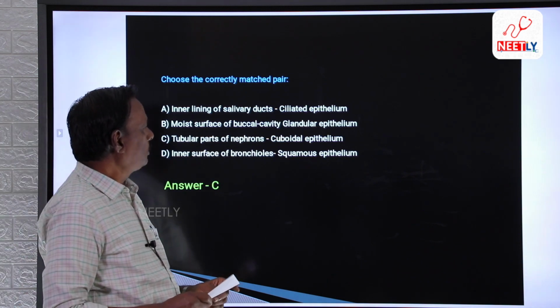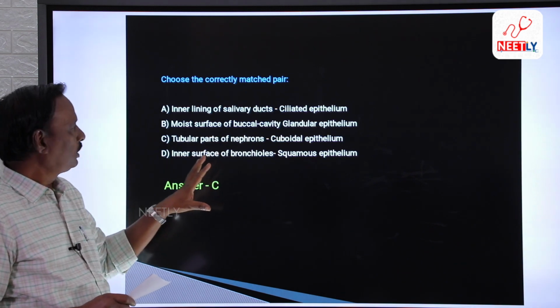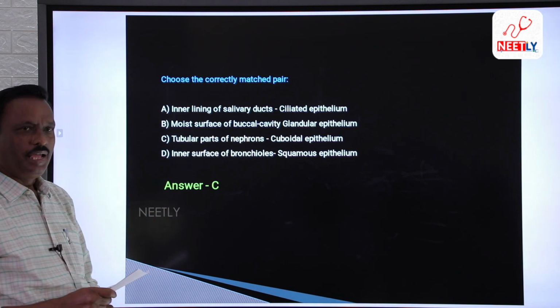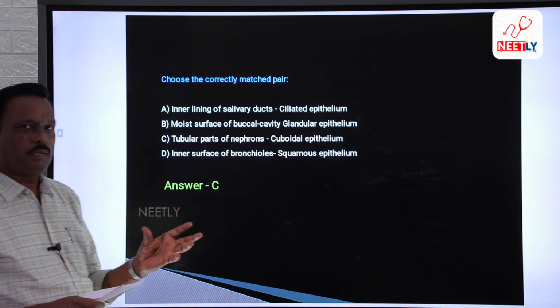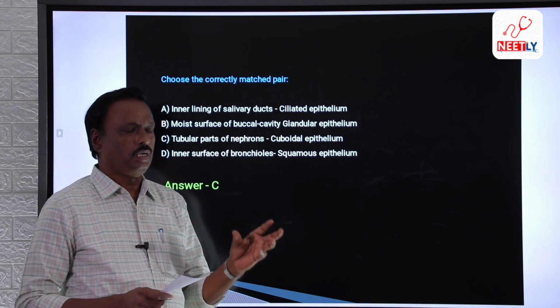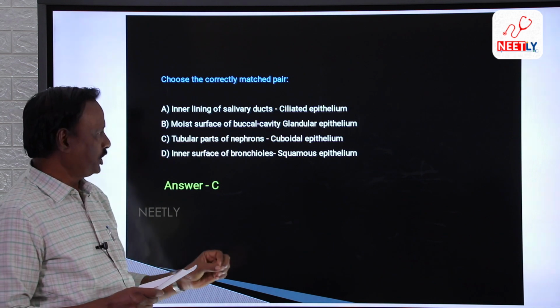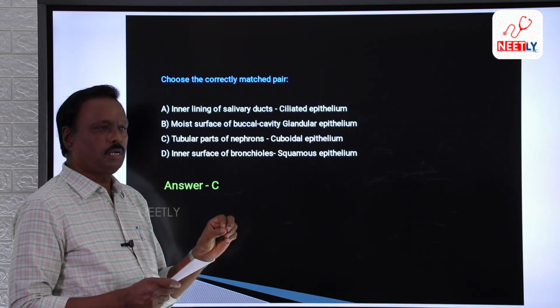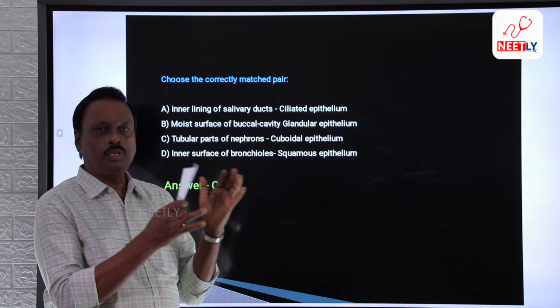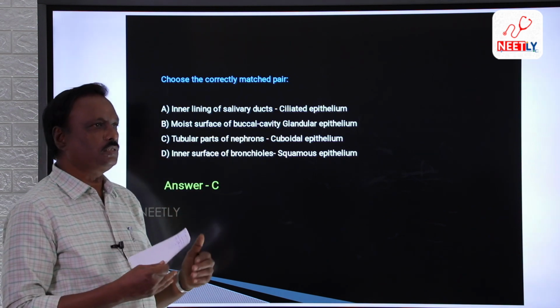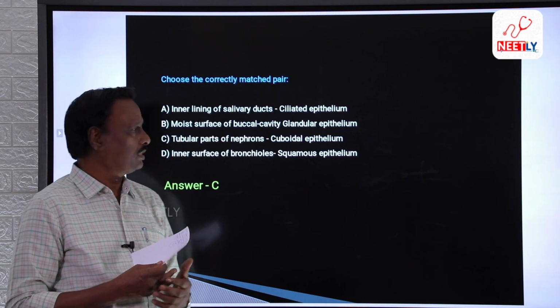It shows the distribution of the different tissues in the human body. As you know, tissues are nothing but a group of cells performing a similar function. They are known as tissues. The tissues are not similar in all the regions of our body. So depending upon the functions, the tissues undergo some modifications.